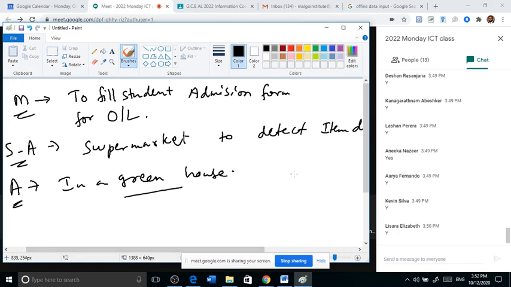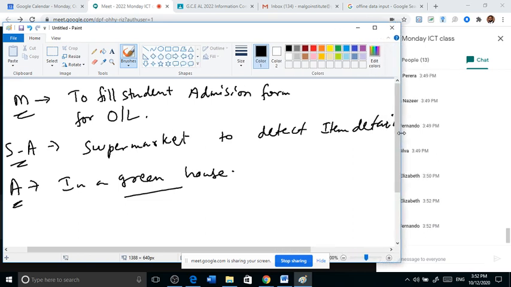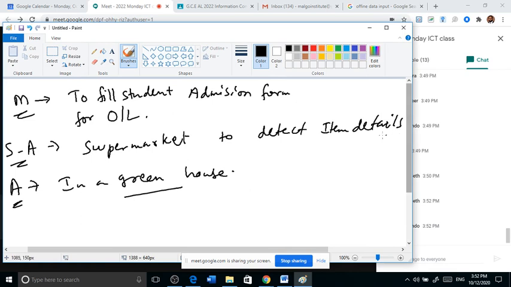Manual method: to fill student admission forms for all levels. Semi-automated: supermarket to detect item details. Automated: within a greenhouse. Okay.